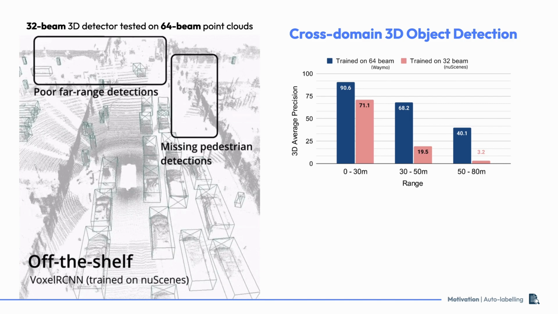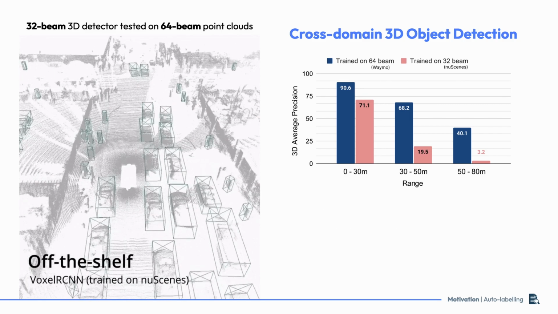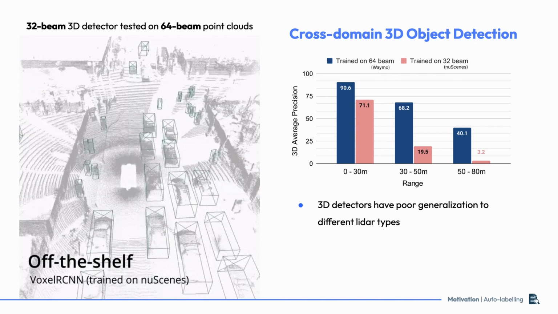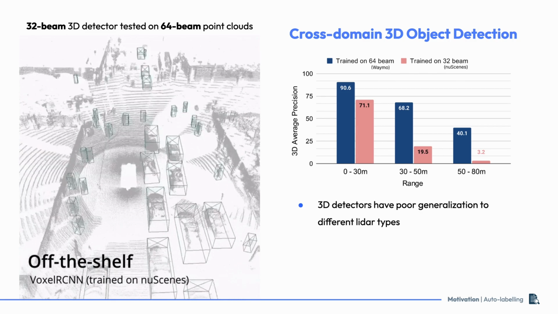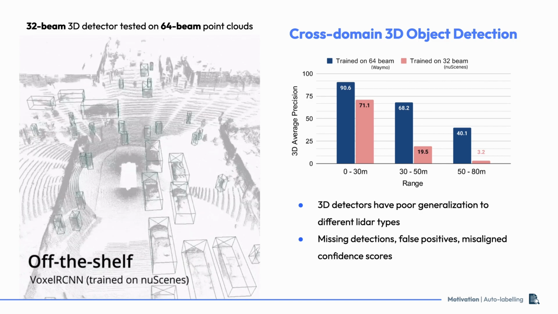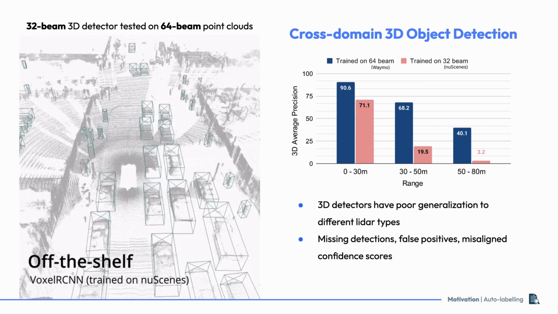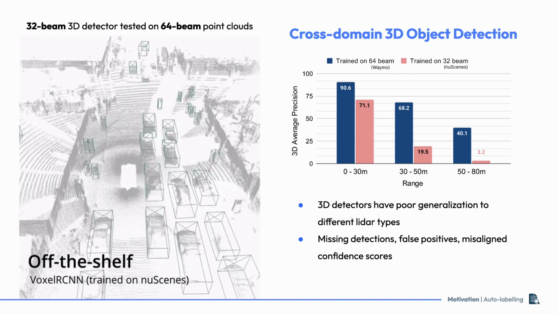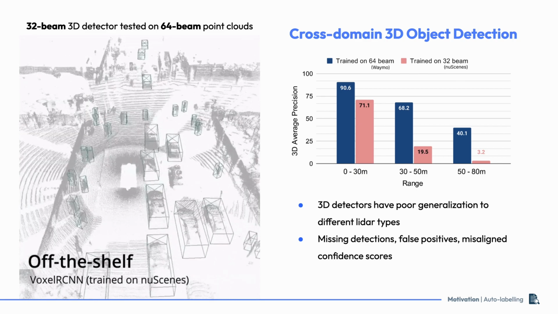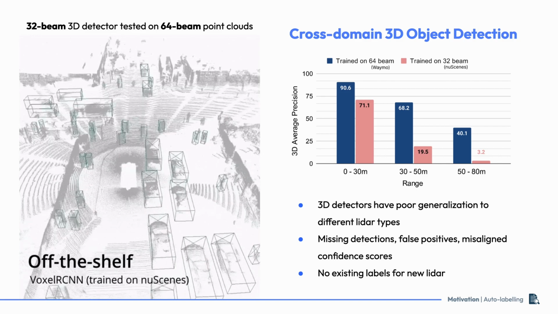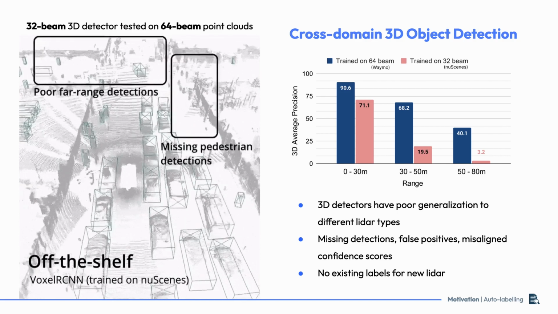So what we see here for cross-domain object detection is that they generally have poor generalization to different LiDAR types. And what that looks like is you have a lot of missing detections, false positives, and also misaligned confidence scores. And that's really important because you can't just easily say, all right, this detector has 0.6 confidence, I'm pretty sure the box is good. It doesn't always work like that. And we assume in this case that you don't have any existing labels for your new LiDAR, and so that puts us into the category of unsupervised domain adaptation works.